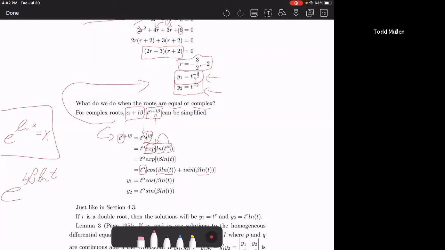And we have that, again, from 4.3, both of these factors, the imaginary and the real portions, are themselves solutions. So y1 is t to the alpha times cos of beta ln t, and y2 is equal to t to the alpha times sine of beta ln t, just like in section 4.3.